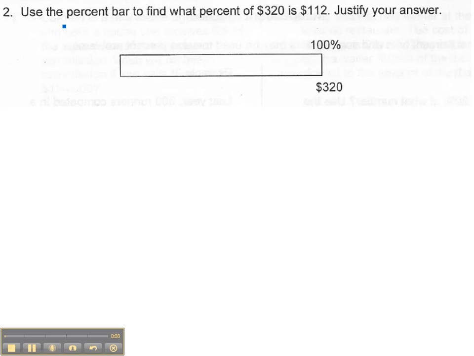Problem number 2 asks us to use the percent bar to find what percent of 320 is 112 and justify our answer. They've set up the percent bar with the 320 as the 100% amount. We want to know what percent would correspond to the $112. So that's our unknown. We can set up a proportion just like we talked about in class.